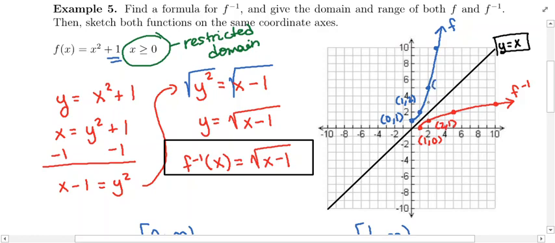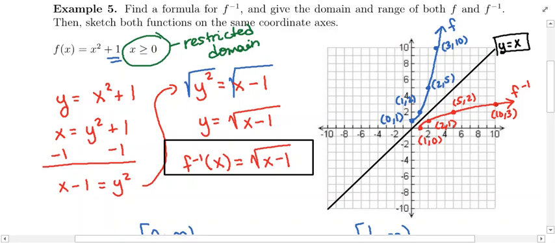So 2, 5 is on the original function. Switch it. You should see 5, 2 on the inverse. Here it is, right there. Okay, last point I'll check. 3, 10 is on the original function f. If we switch x and y, 10, 3 should appear on the inverse function, and it does. Okay, everything should agree here.